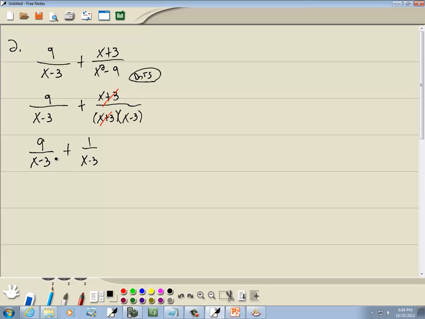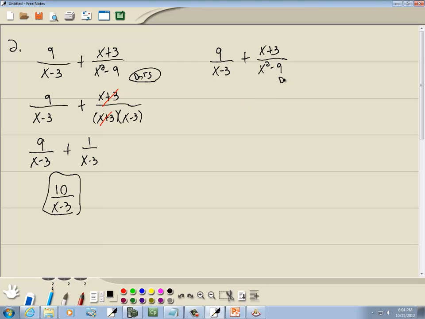Well, they've got the same denominators already, so I don't have to get the LCD after I've canceled. So I just add together the top parts. 9 plus 1 is 10 over x minus 3. Okay, that's if you see the shortcut on canceling. But let me show it the other way, because the other way works all the time. And it actually will show something nice because we'll have to cancel.